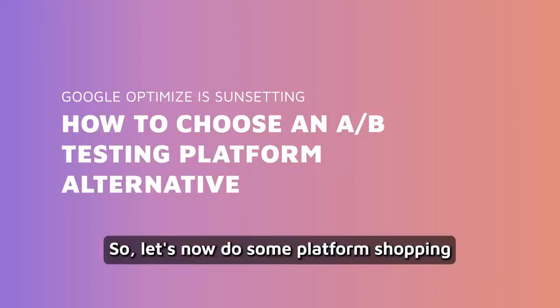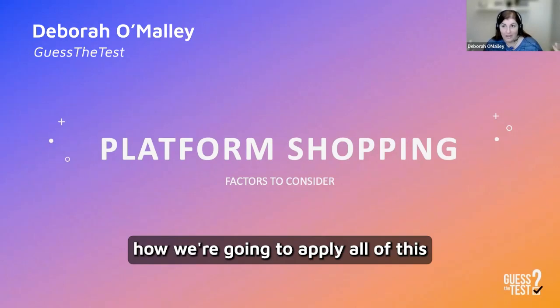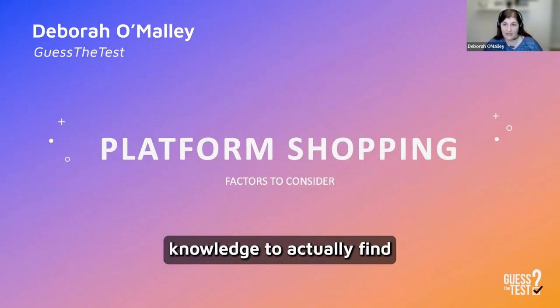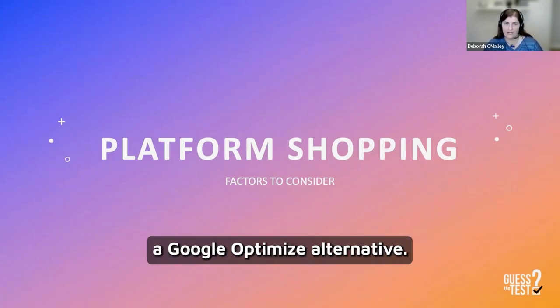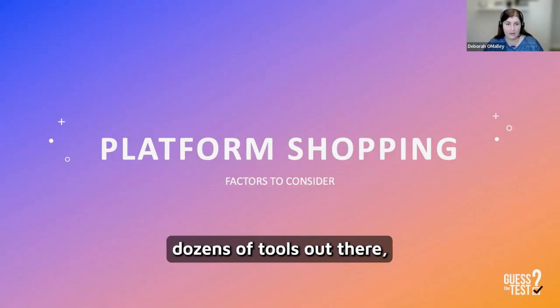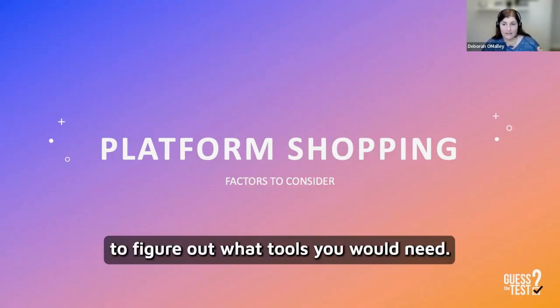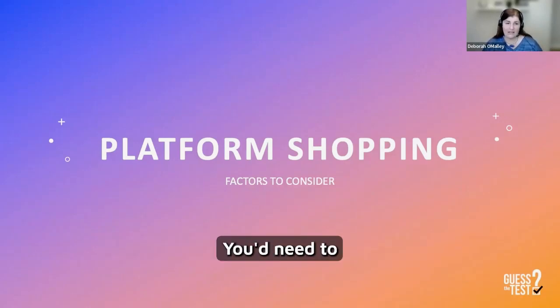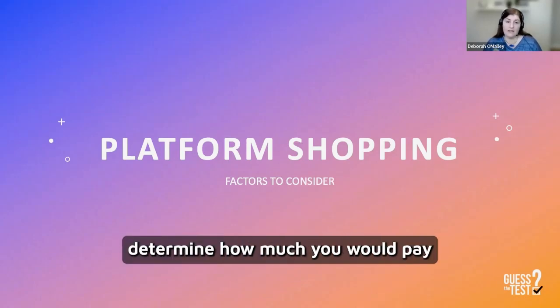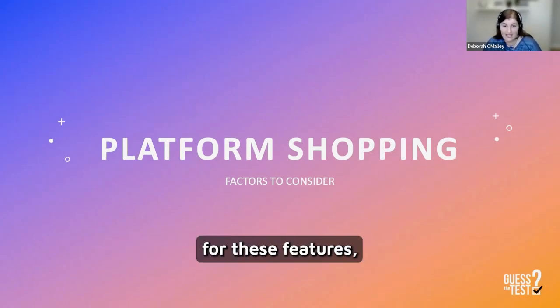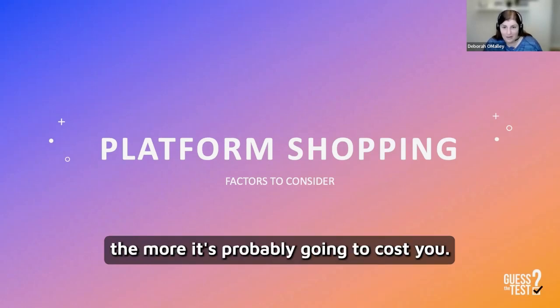So let's now do some platform shopping and figure out how we're going to apply all of this knowledge to actually find a Google optimized alternative. I mentioned there's dozens of tools out there, and normally to figure out what tool you would need, you'd need to figure out the features that you want, determine how much you're willing to pay for these features, because the more features you want, the more they're probably going to cost you.